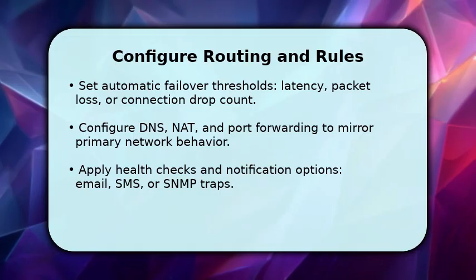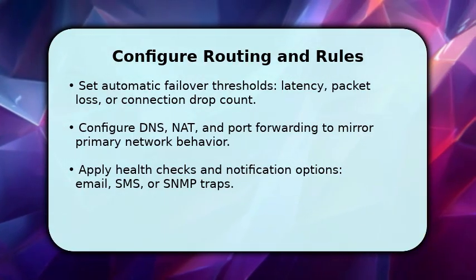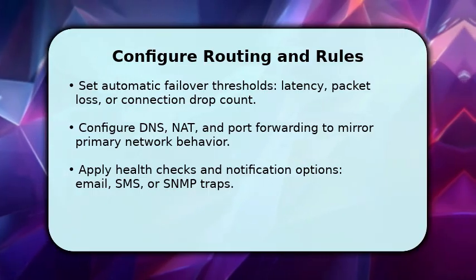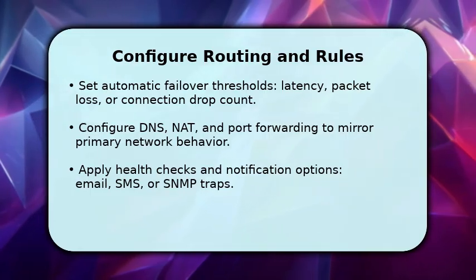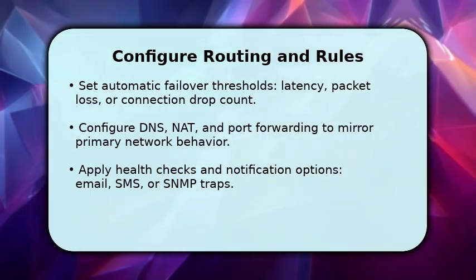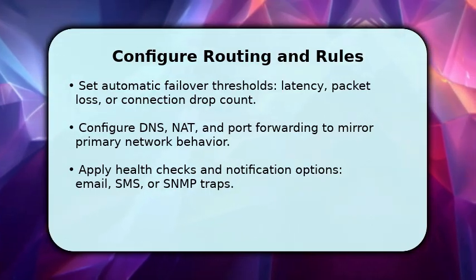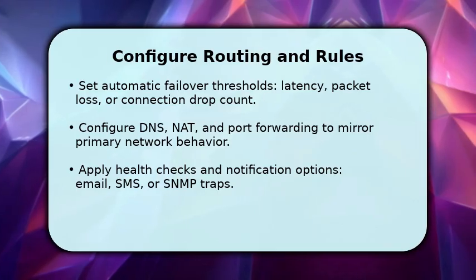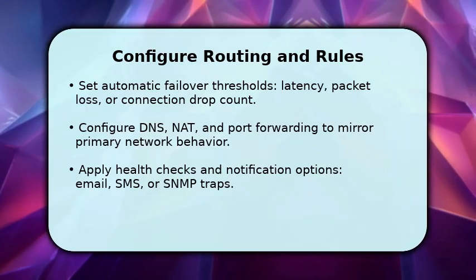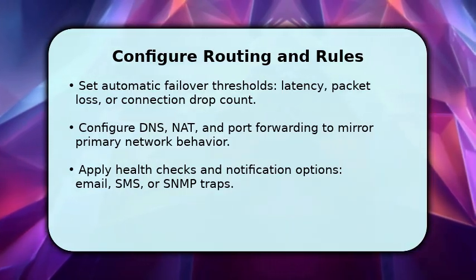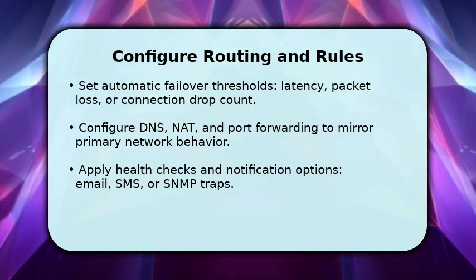Now you configure the middle steps that control behavior under stress. Create health checks based on ping, DNS resolution, or traffic volume, and set the failover trigger thresholds to avoid flapping. You must duplicate NAT and port forward rules on the backup path so services remain reachable. Otherwise, session loss will interrupt users. Once rule sets are mirrored, enable notification hooks that alert you when failover occurs, and schedule periodic simulated failovers to validate the entire chain of routing and services.